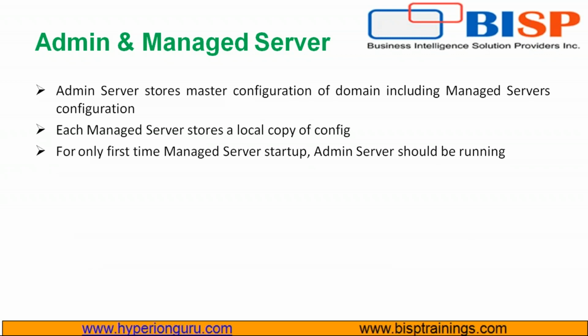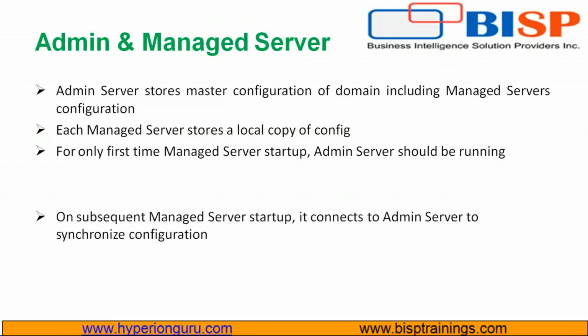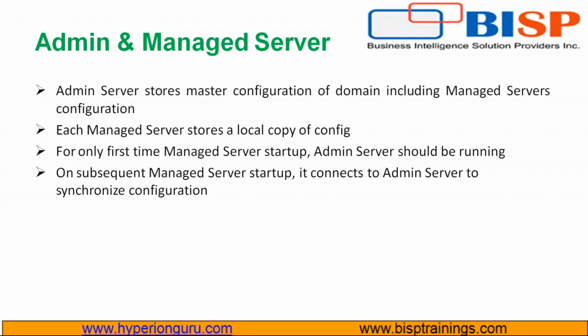Let's say for some reason admin server goes down, managed server can run using their local copy. But for any changes to the system, it needs to connect to admin server to copy the required configuration from the master configuration into its own local copy. So on the first-time managed server startup, admin server should be running. Otherwise, if admin server is down, managed server can run on its own, and that is something called managed server independence mode.